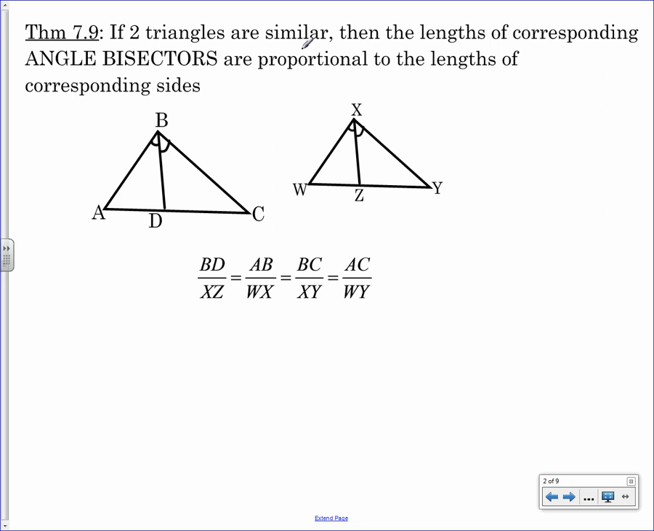7-9. If two triangles are similar, then the lengths of the corresponding angle bisectors are proportional to the lengths of the corresponding sides. I think by now you guys can all recognize an angle bisector, right? It cuts the angle into two congruent pieces. So obviously it starts at the vertex again. If you need to write that down, you can, but I think most of you guys are okay. So BD is an angle bisector, XC is an angle bisector. What that would mean is BD over XC would be equal to AB over XW would be equal to BC over what? XY, AC over WY. It's the same. Is that okay? All right.